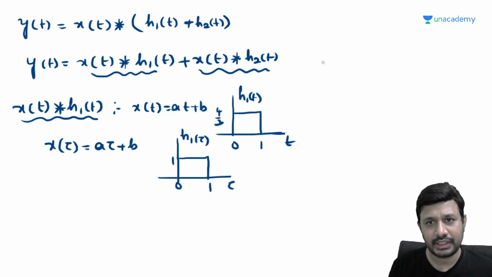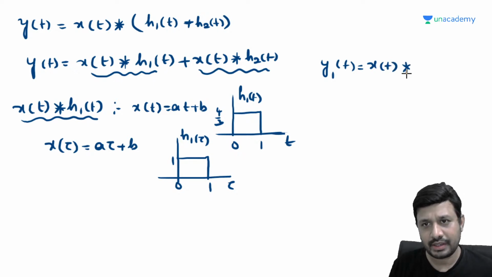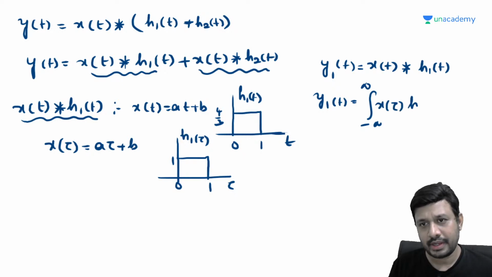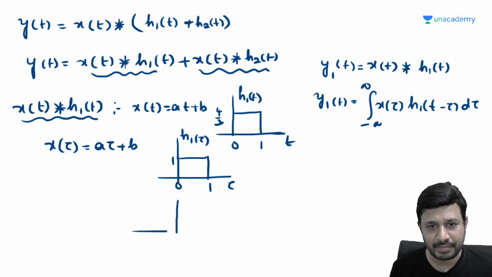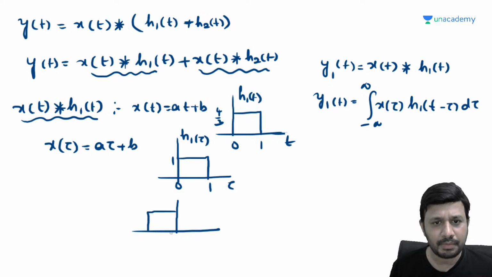Because convolution is y1 of t is x of t convolved with h1 of t. You might have studied y1 of t can be written as integral from -∞ to ∞ of x of tau h1 of t minus tau d tau. For that, the procedure we follow is, first of all, change the independent variable from t to tau. Second step is take the reversal of h1 of tau to get h1 of minus tau, because the convolution operation is folding, shifting and multiplying.